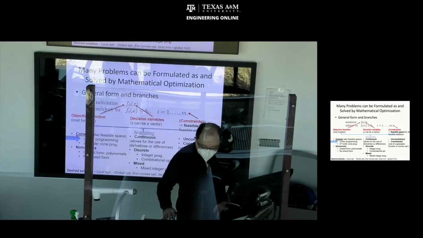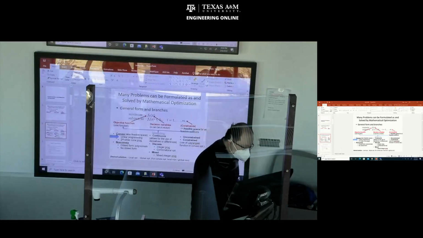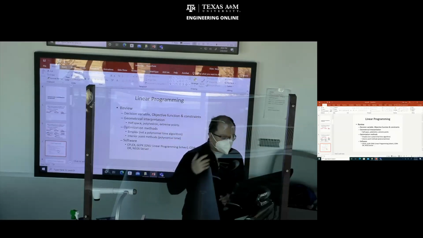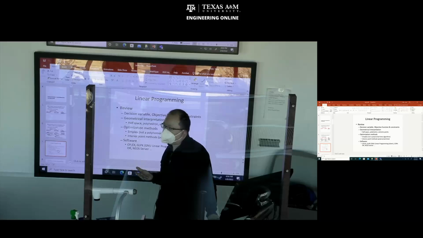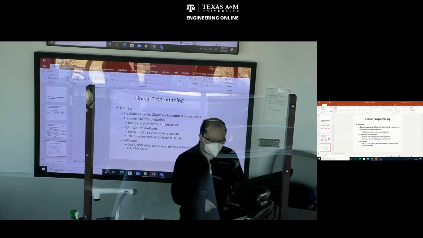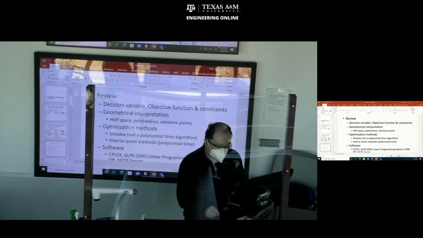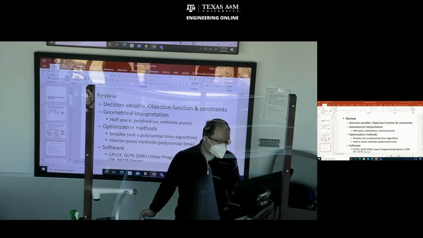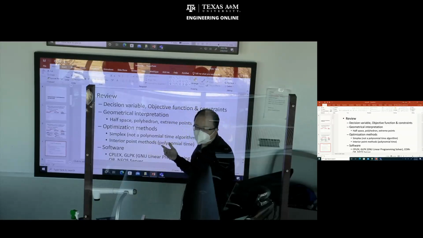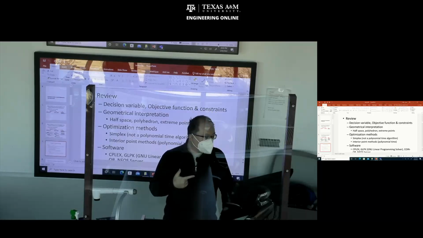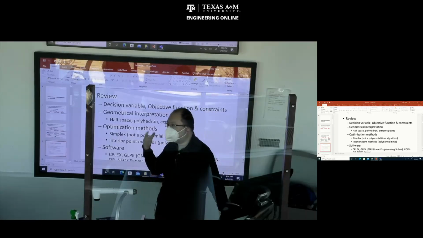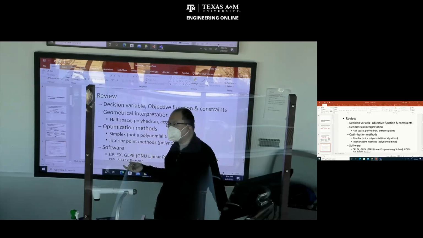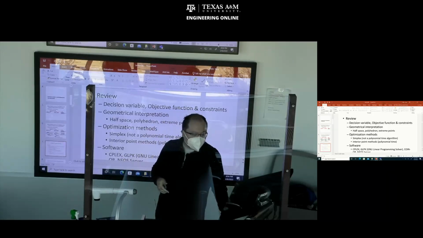So I should show this slide. As a reminder, linear programming, by definition, has an objective function that's linear in the decision variable, right? And the constraints are also linear inequalities, right? And how do we interpret this? The function itself is linear, so it's both convex and concave, right? And what about the feasible set?